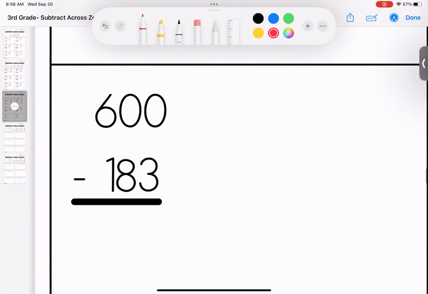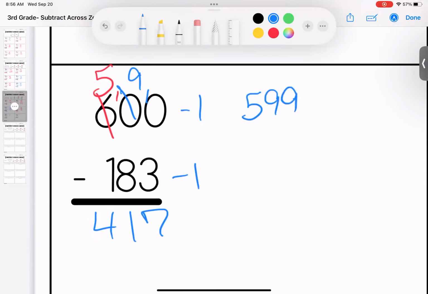2 more until we get into the land of word problems. 6 is a 5. 0 is 10. 10 is a 9. 0 is a 10. 10 take away 3 is 7. 9 take away 8 is 1. 5 take away 1 is 4. Or 599 minus 182, same distance, same answer.